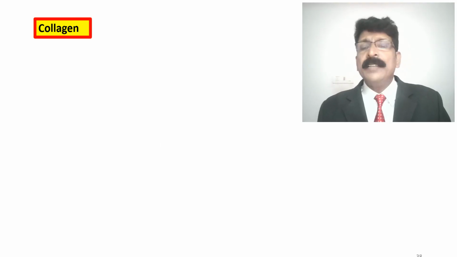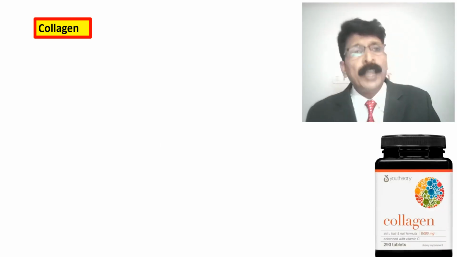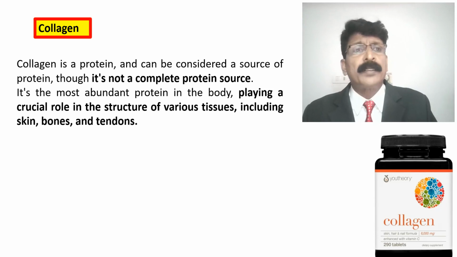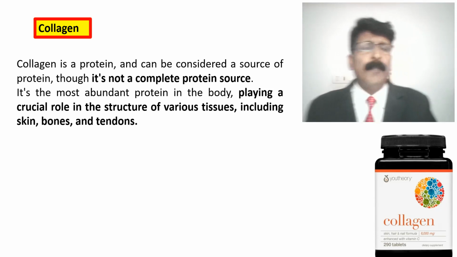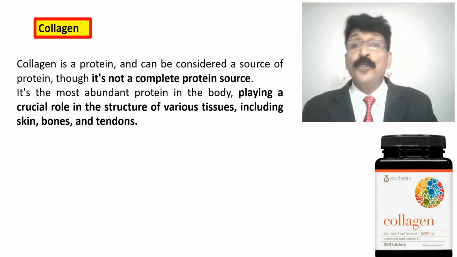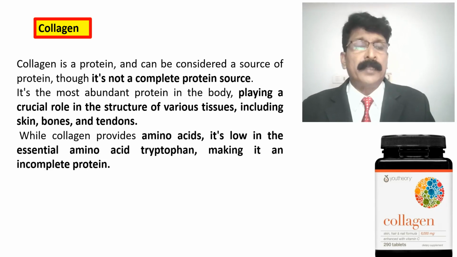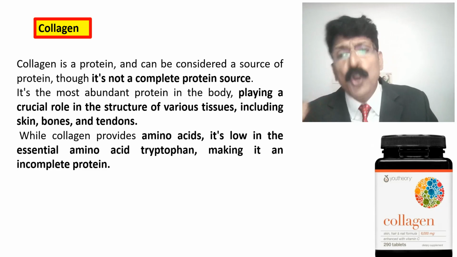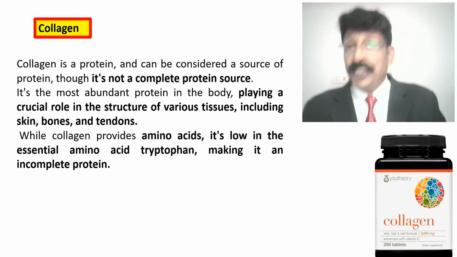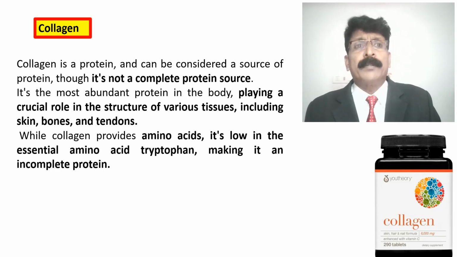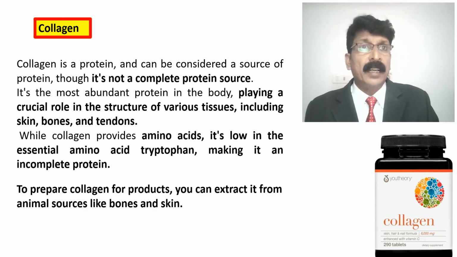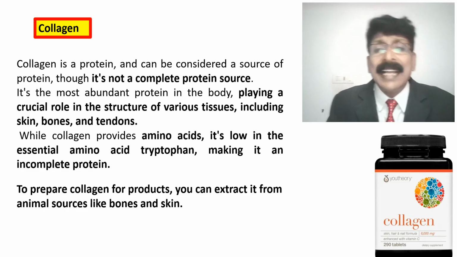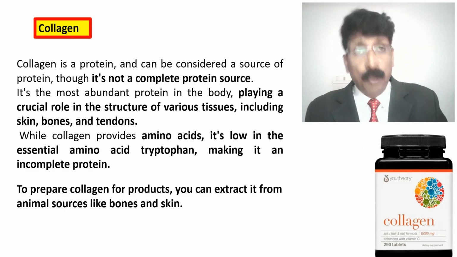Now collagen is another example of a protein product. Collagen is a protein. It can be considered a source of protein though it is not a complete protein source. It is the most abundant protein in the body, playing a crucial role in the structure of various tissues including skin, bone and tendons. While collagen provides amino acids, it is low in essential amino acids, especially tryptophan, making it an incomplete protein, like gelatin. To prepare collagen for products, you can extract it from animal sources like bones and skin.